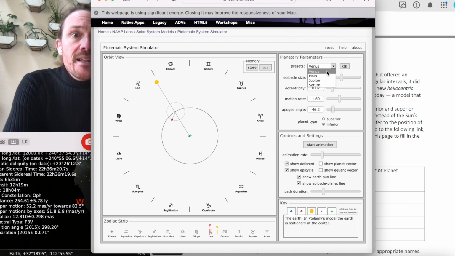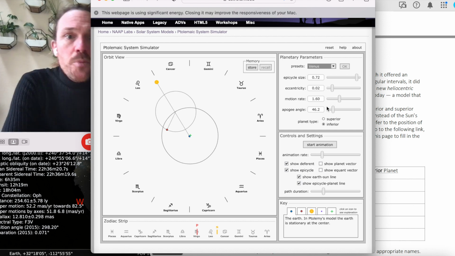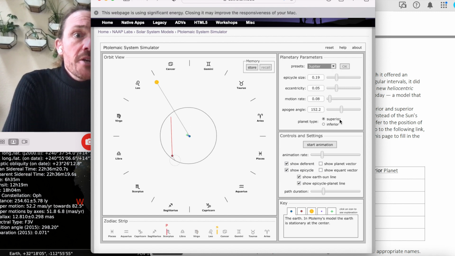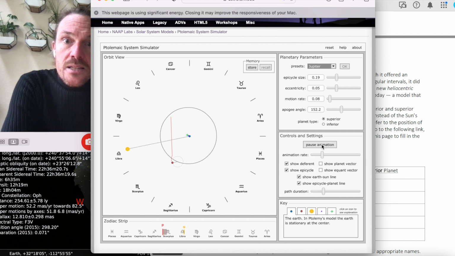You can set any preset, like starting with Venus, and as soon as you change any of these values, such as eccentricity, motion rate, or anything, it's no longer Venus. That's just the starting point. Then let's go to one of the presets, go ahead to Jupiter. Notice that if I hit OK for Jupiter, it changes to a superior type planet. That's because a superior planet is assumed to be outside of the sun, and that means its behavior is going to be different within the Ptolemaic model. In fact, let me run the simulator to remind myself. All right, so we have, let's see, superior.